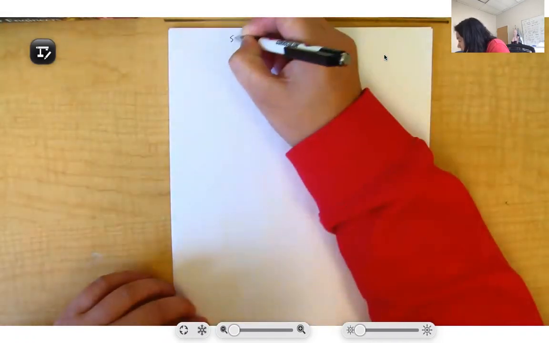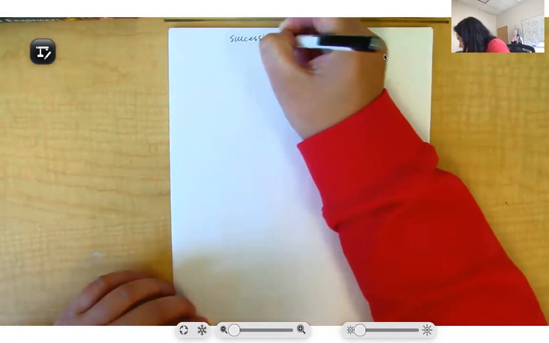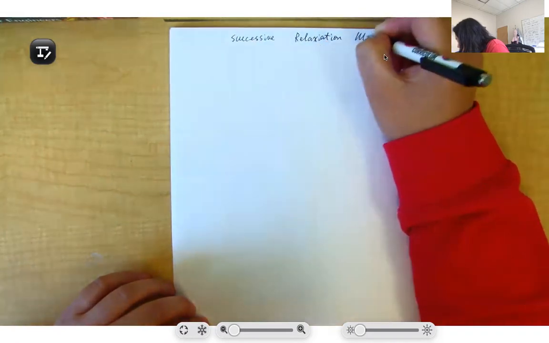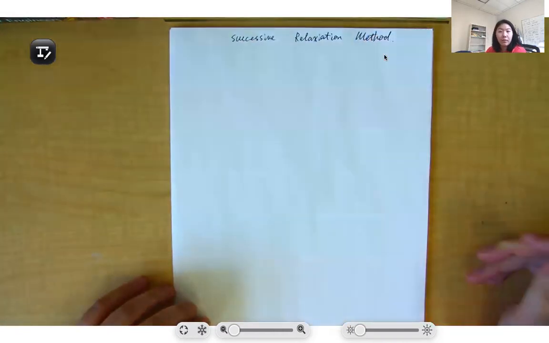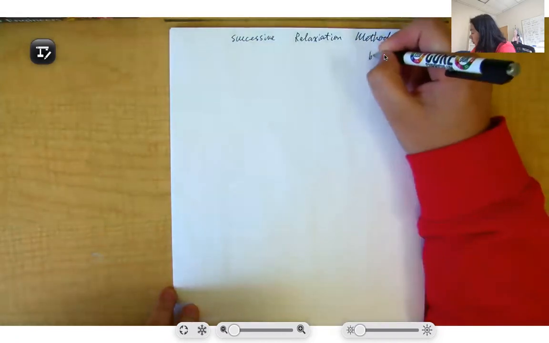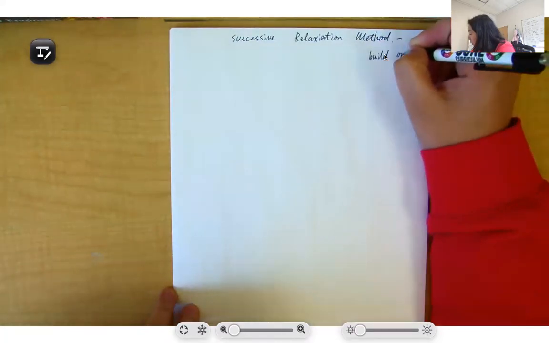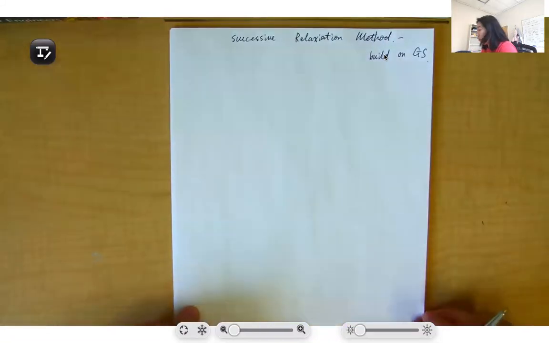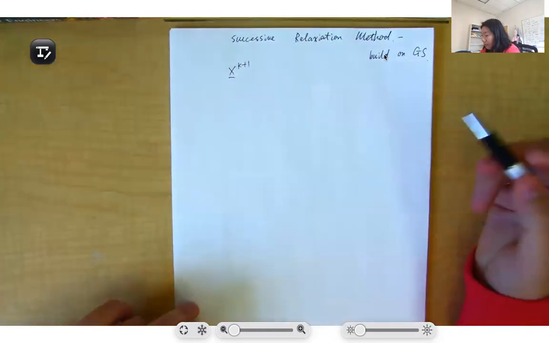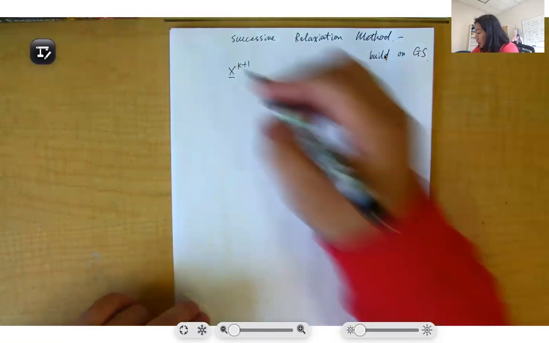The third iteration method we will talk about is called the successive relaxation method. And this is the last iterative method we will introduce, and this method is built on Gauss-Seidel. Okay. So you have the successive relaxation method. We can call it SR method.